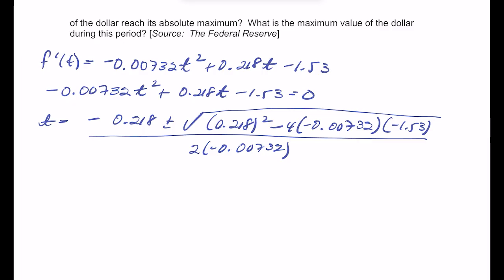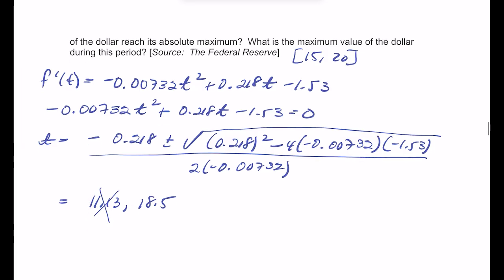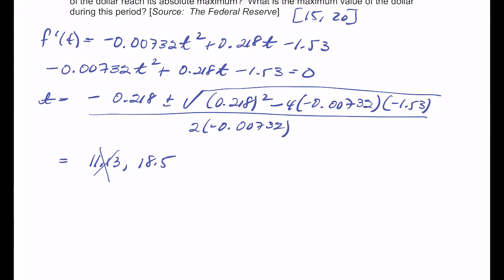And when you do that, you get the following values. You'll get positive 11.13 and 18.5. And again, we're only looking in the interval from 15 to 20 because we only care about 2015 to 2020. So since 11.13 is not in the interval, we're not going to worry about it for our critical values. So since we only have one critical value, we can apply the critical point theorem, right?